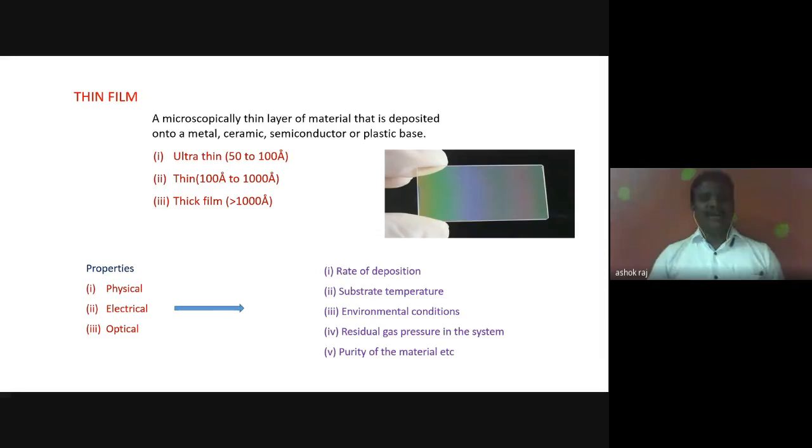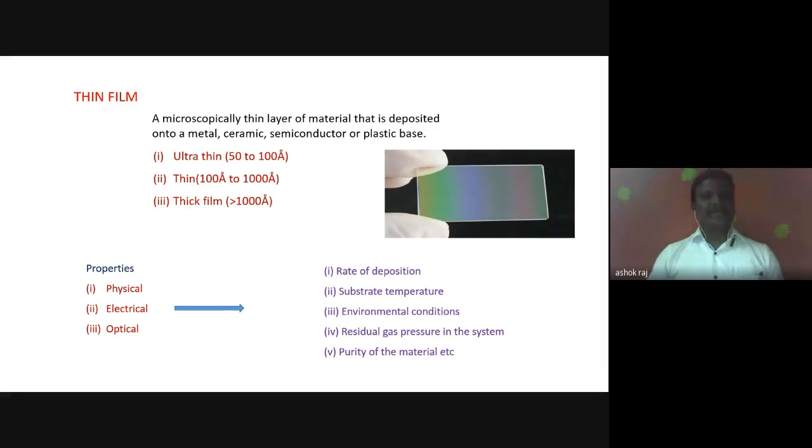On the basis of thickness, it has three classifications. One is the ultra thin, which has a thickness of 50 to 100 angstrom. And a 100 angstrom to 1000 angstrom film is called a typical thin film. And a film greater than 1000 angstrom is considered a thick film.